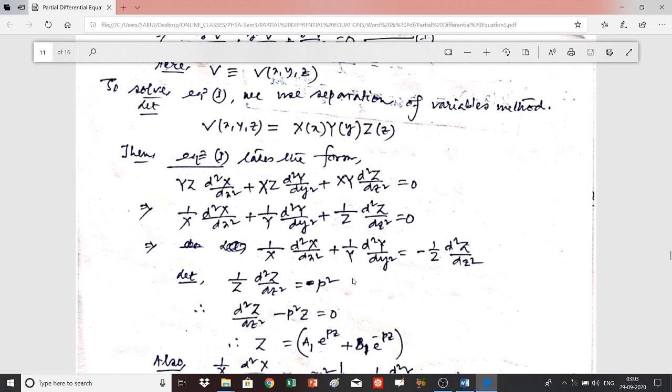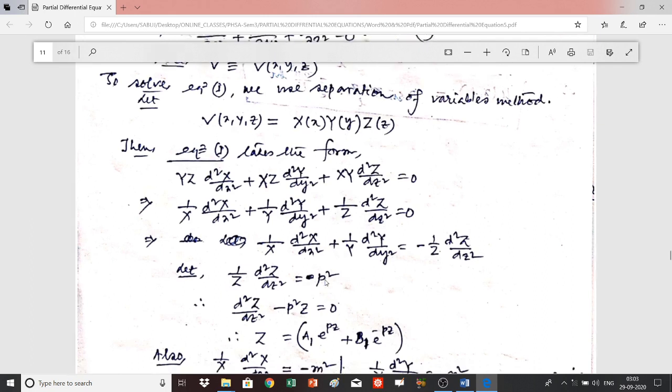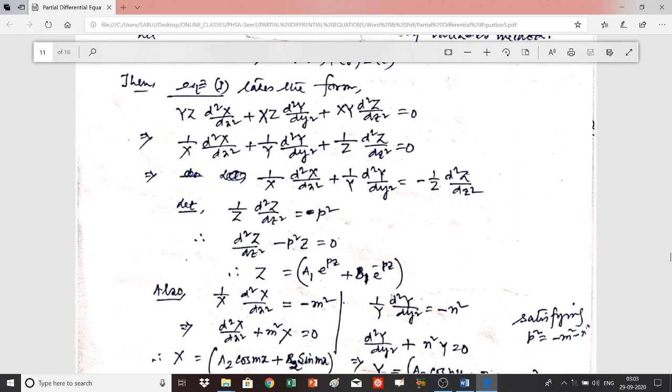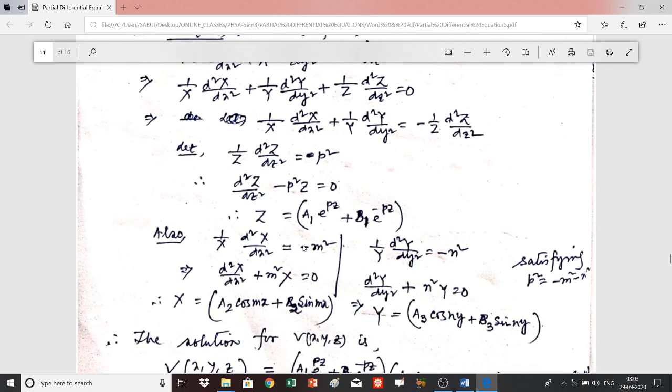Since the right hand side is only a function of z, and these are independent of the z function, both of these are constants. So here (1/Z) d²Z/dz² is equal to p², a constant. From here d²Z/dz² - p²Z = 0, and the solution is Z = a1 e^(pz) + b1 e^(-pz), because in this case you have two values for m, one is plus p and another is minus p.